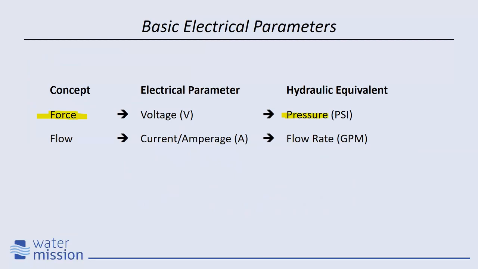Electrically speaking, we use the term voltage. The units for volts are volts. Again, voltage is just like pressure in water systems. If we were to talk about flow, how much of something is moving, we use flow rate in water systems. That could be gallons per minute, liters per hour. And in electrical systems, we describe the current. The units for current are amperes, or more simply, amps.